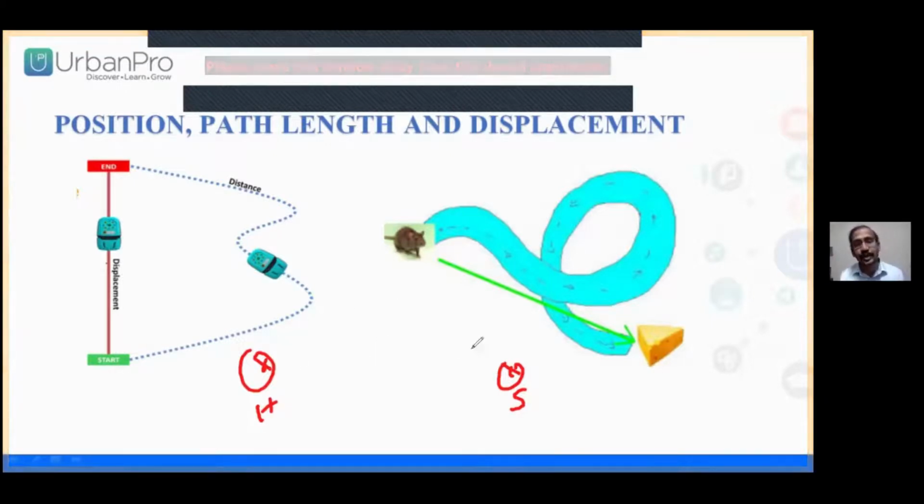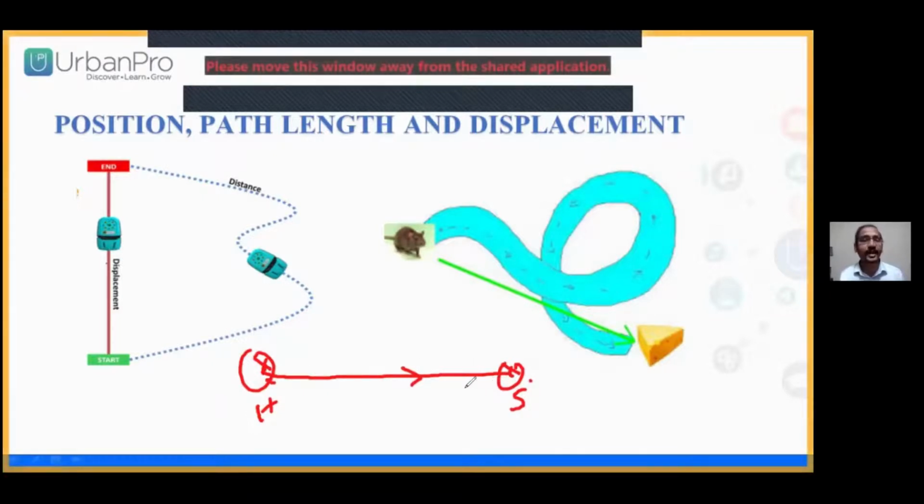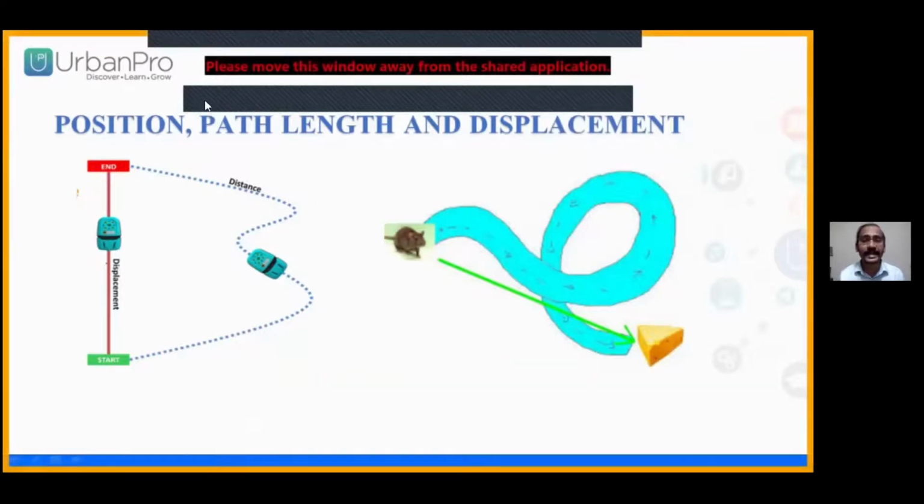So house to school, however you are able to travel, there will be a particular direction. This is called the minimum distance. Minimum distance traveled by an object is called displacement. Clear? Distance, the actual path traveled by an object. Displacement, the minimum distance traveled by an object. These are the major definitions.